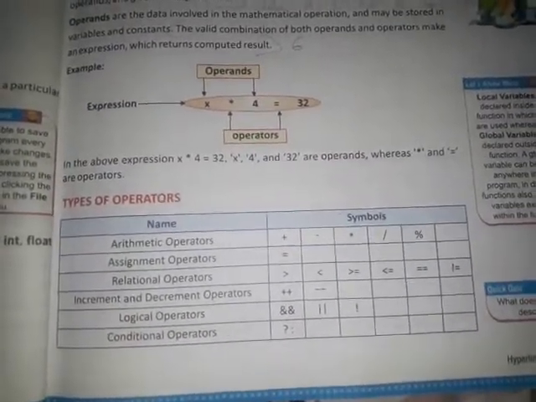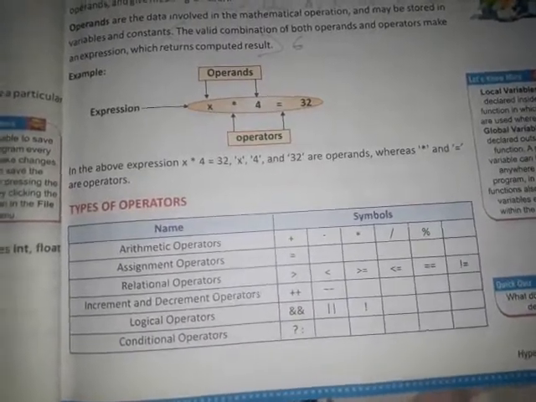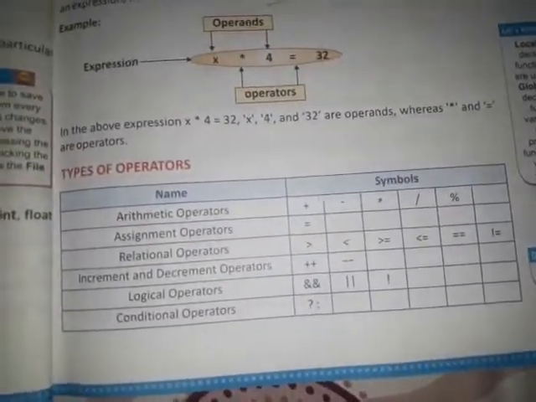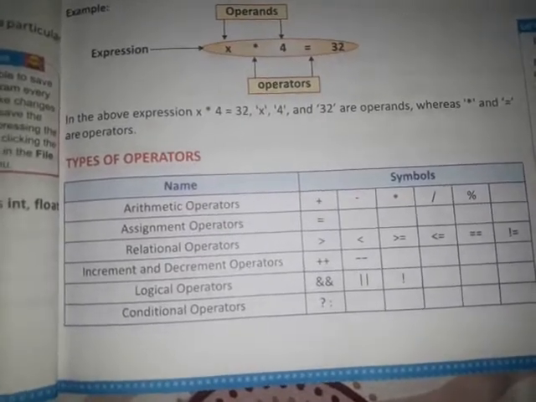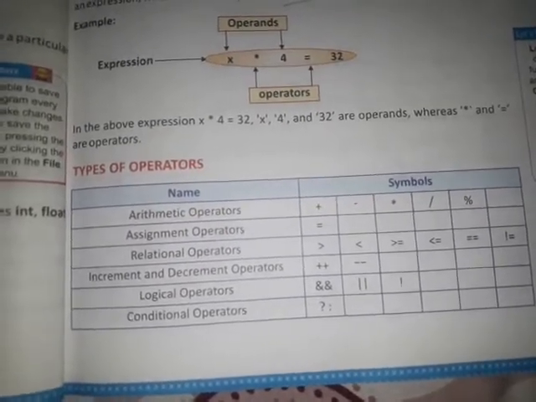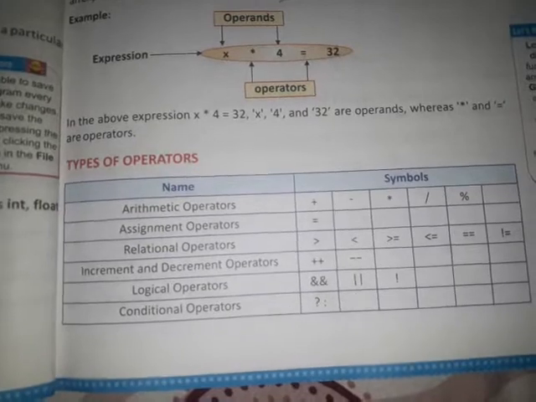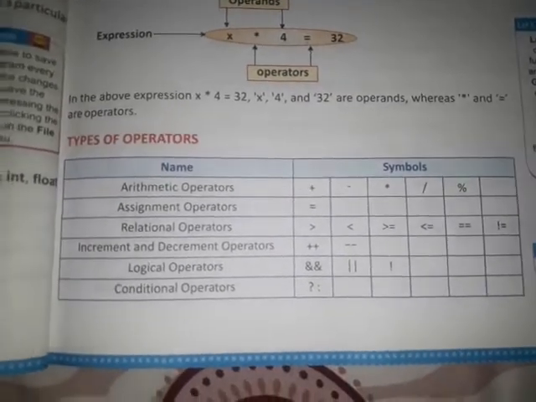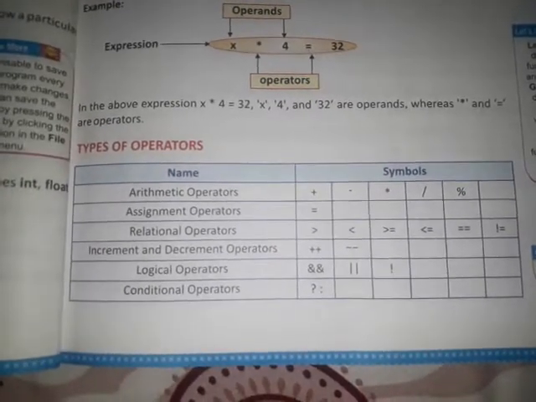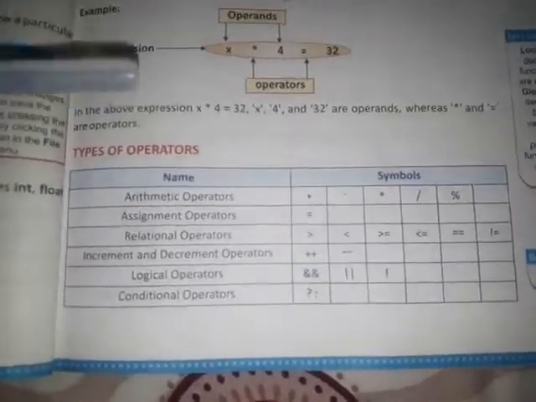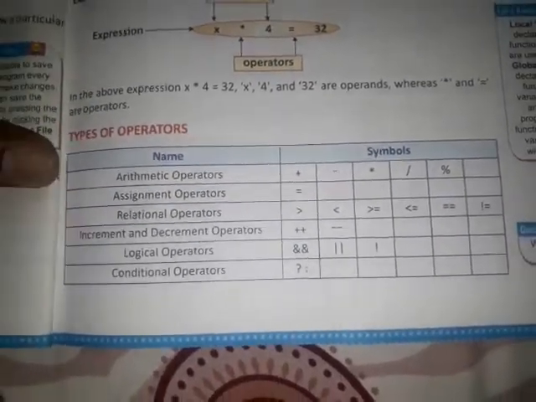Good afternoon, students. We have already started our chapter 4, and in this chapter, we have already discussed different data types and what an operator is. Now, today we are going to discuss different types of operators. Basically, there are 6 different types of operators in C.